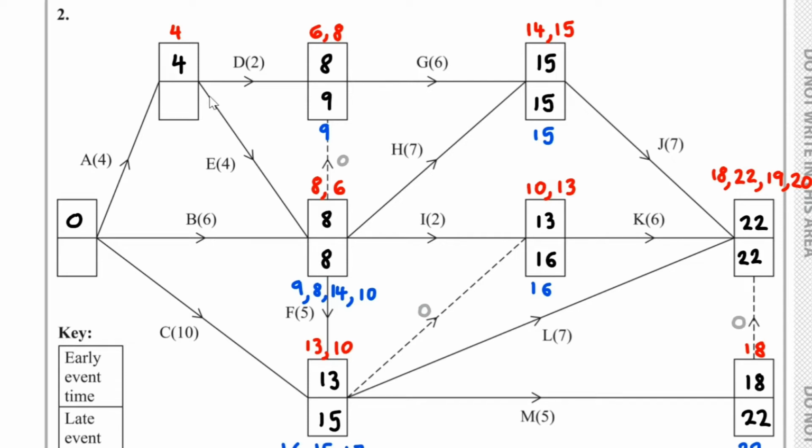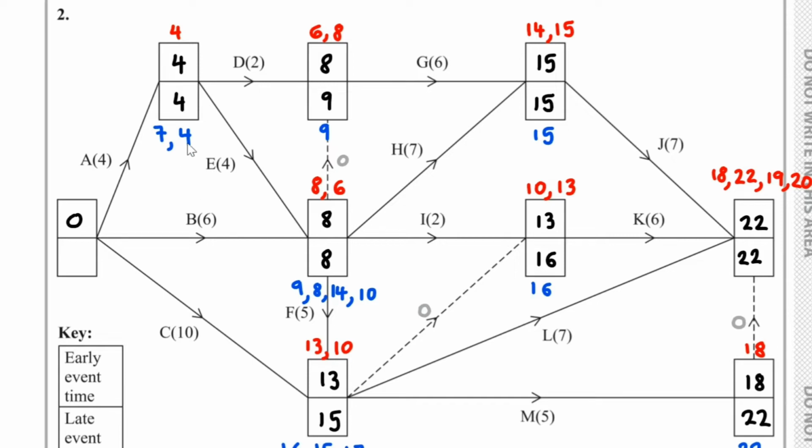Now, let's think about what could go here. 9 take away 2, that's 7. 8 take away 4, that's 4. We choose the smaller one, 4 goes here.